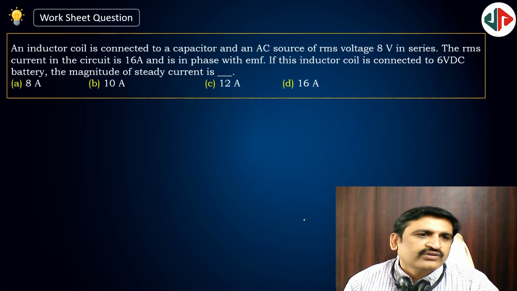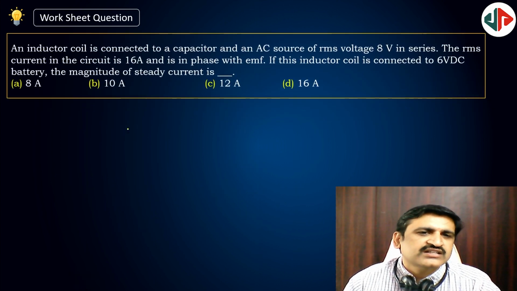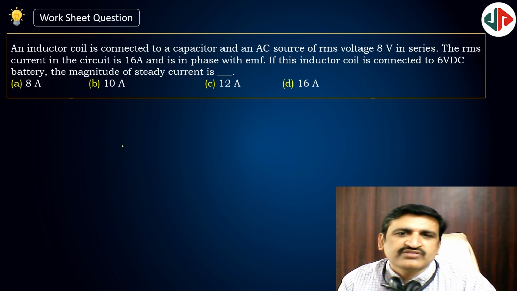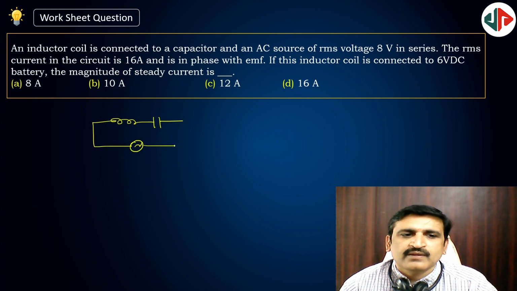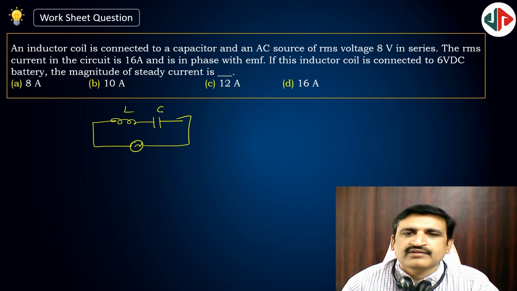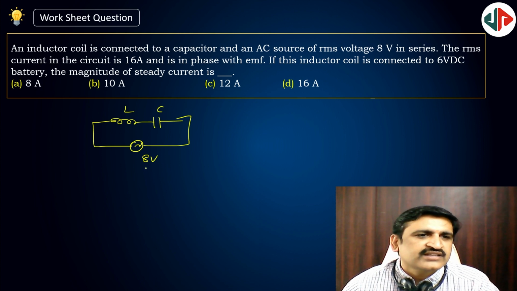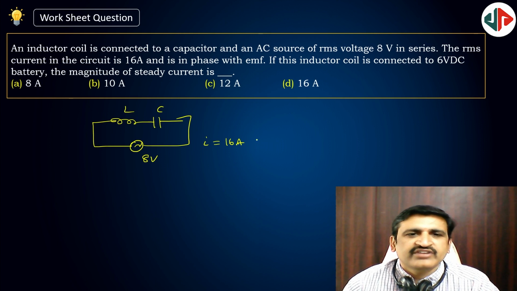An inductor coil is connected to a capacitor and an AC source of RMS voltage 8 volts. Inductor coil, capacitor and an AC source. 8 volts. The RMS current in the circuit is 16 amps, I is equal to 16 amps, in phase with EMF.